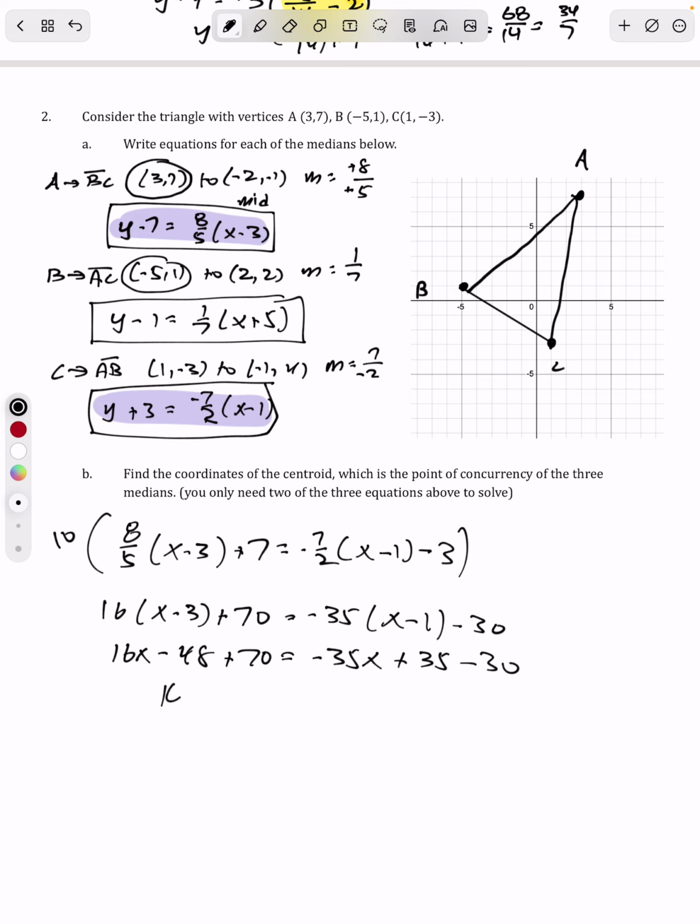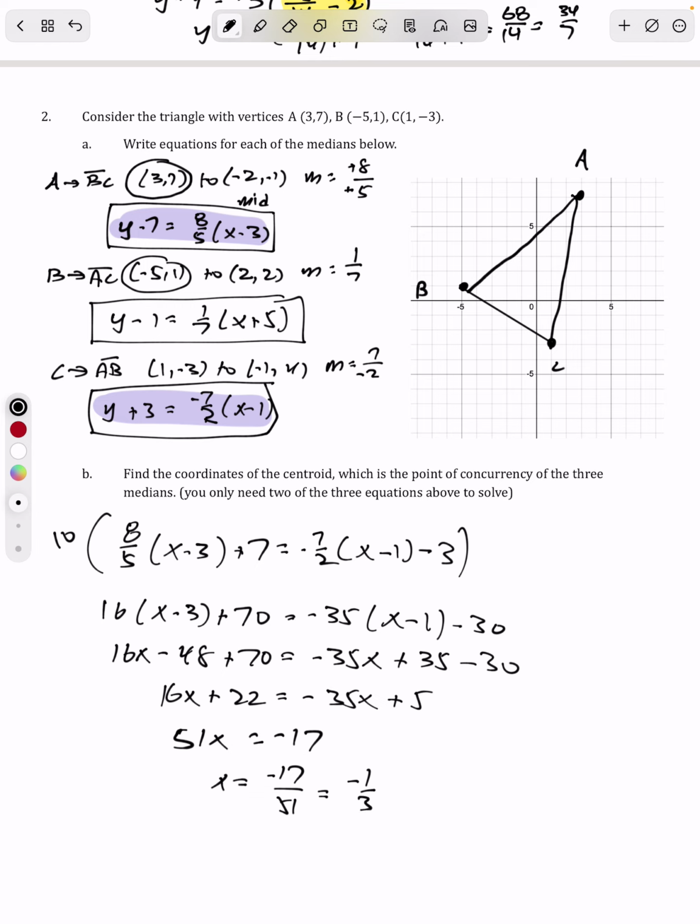We'll do a cleanup step here. 16x plus 22 is negative 35x plus 5. I'm going to add 35x over and subtract 22. Oh, look at that. X is negative 1/3. I went a little fast on that. I apologize. It is negative 17 over 51, which is negative 1/3.